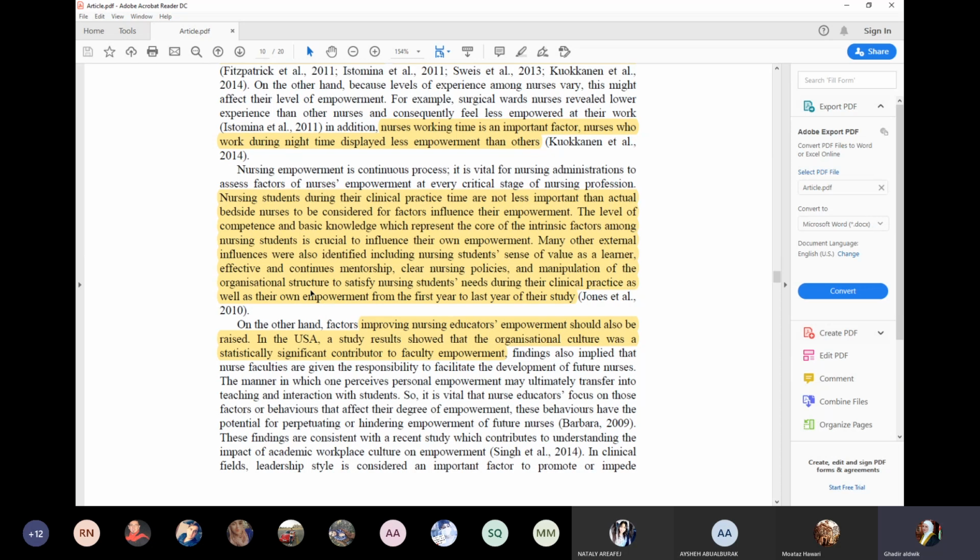For example, library, auditory room, training room in the hospital, spaces, all these issues can empower you during the clinical training, or not necessarily clinical, also theoretical courses. You need everything to be clear, such as policies, procedures, and the references for you as students.